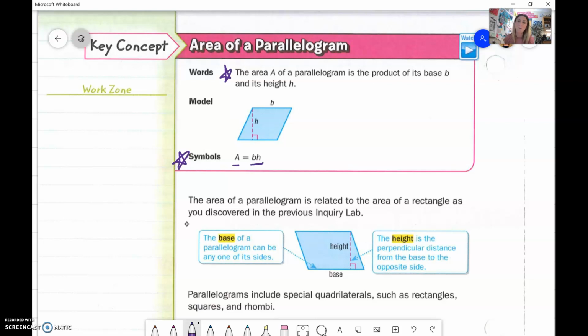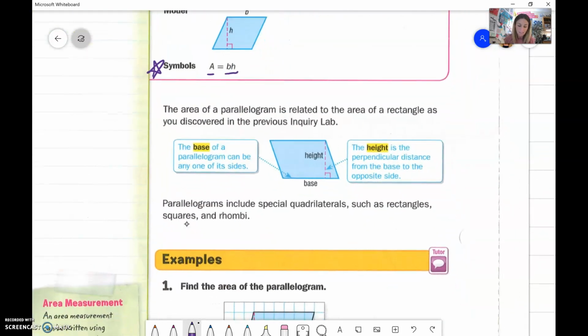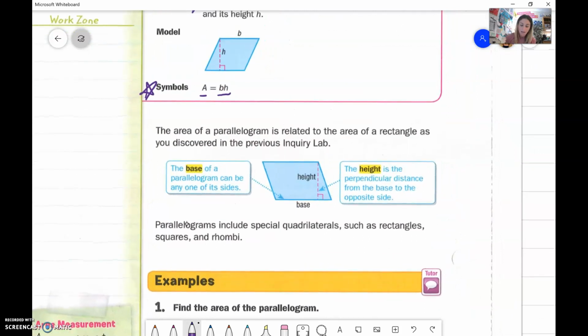Well, let's figure out what B and H stand for. Take a look down here. The area of a parallelogram is related to the area of a rectangle, as you discovered in the previous lab. We did not do that, so no big deal. But what we're looking at is the B in our area equals base times height. The B stands for base. Okay? The base is the bottom right here of the parallelogram.